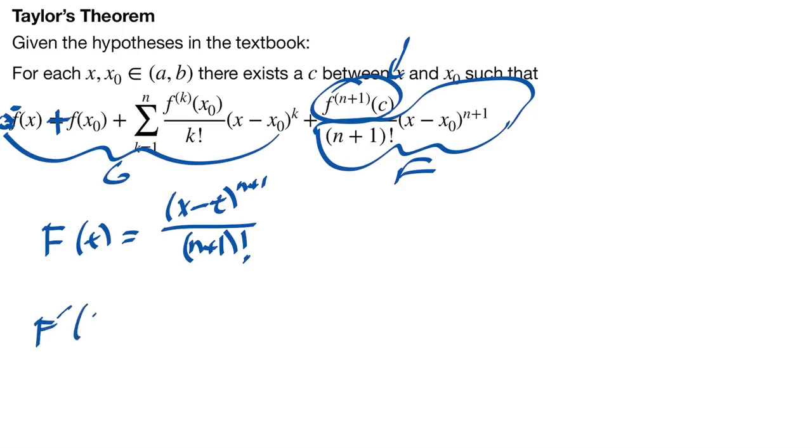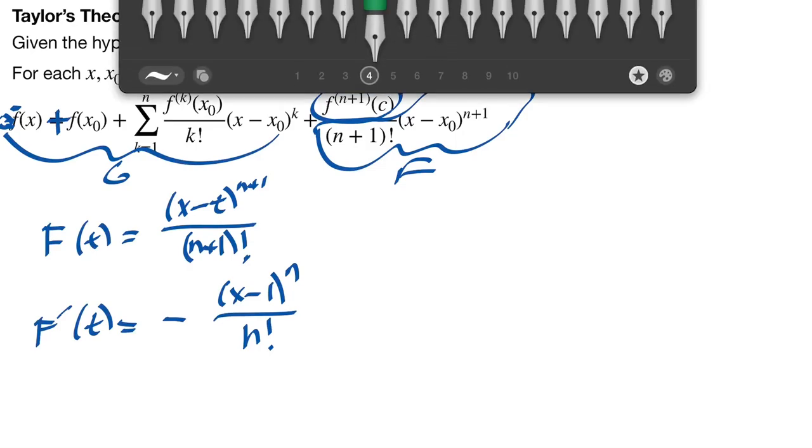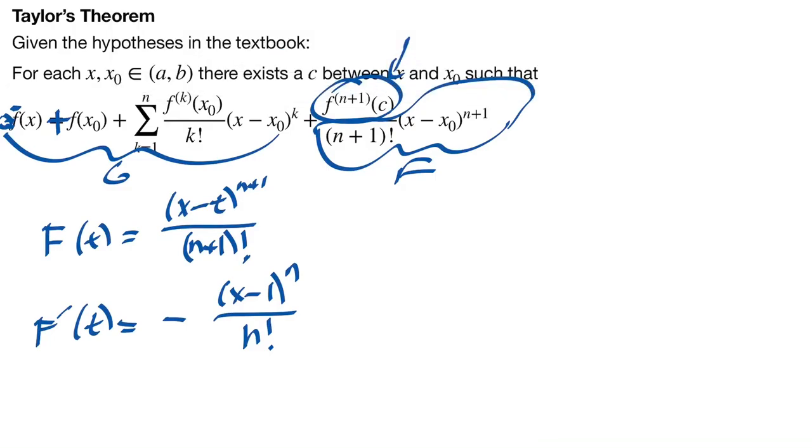And the good news about f of t is that its derivative is pretty easy to take. So its derivative in terms of t is just negative x minus t to the n over n factorial. Notice your n plus 1 comes down. It cancels with the n plus 1 from the factorial. You still have n factorial left on bottom, and you have an n on top. Negative 1 is from the chain rule. Okay, hopefully that makes a little bit of sense.